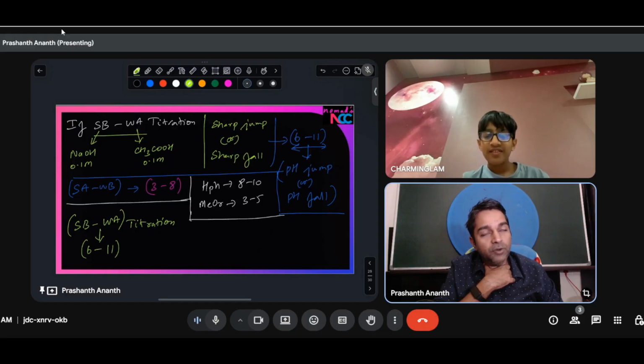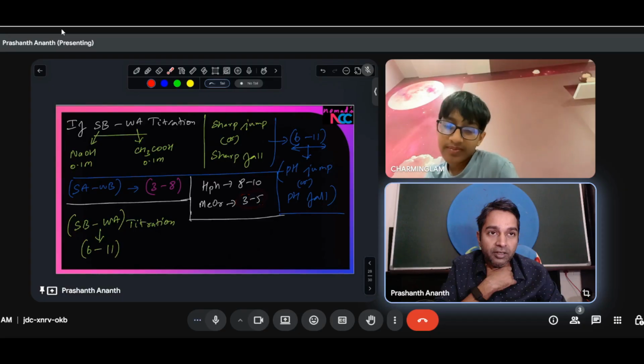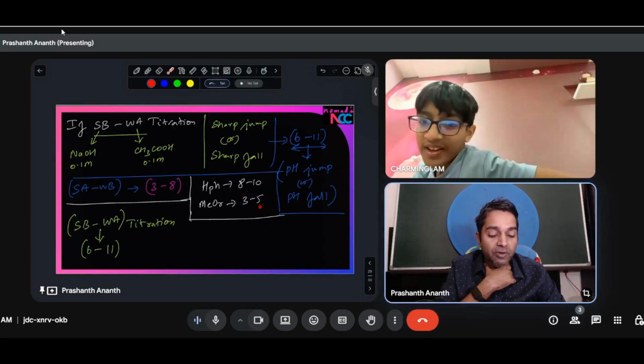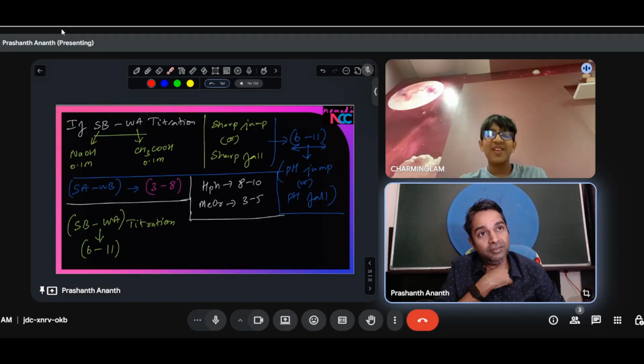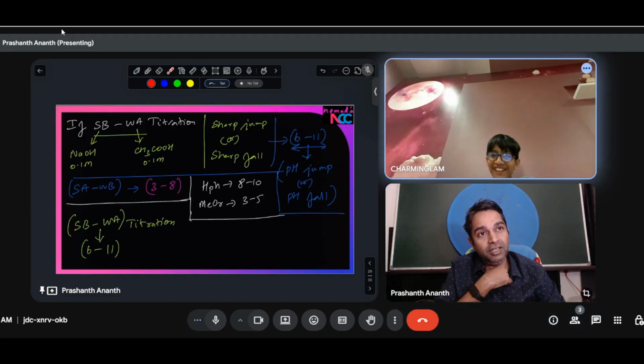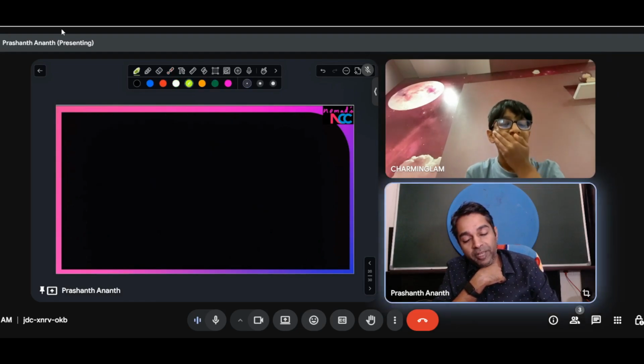Below 6, it is going to be one color. Methyl orange is only 3 to 5. So, everything is below 6. What is the idea? Pay attention here. So, we are going to be having it like this.